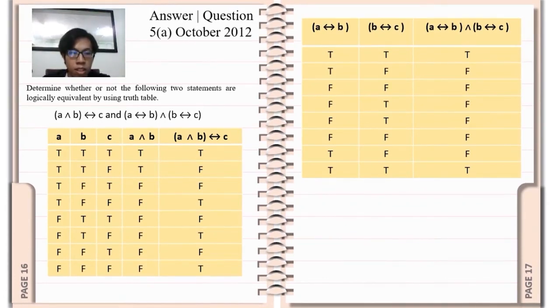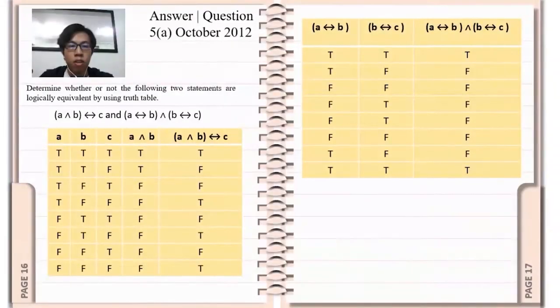Next, for the second table, first we solve A ↔ B. We get true, true, false, false, false, false, true, true. The second column, B ↔ C. We get true, false, false, true, true, false, false, true. Lastly, (A ↔ B) ∧ (B ↔ C). We get true, false, false, false, false, false, false, true.